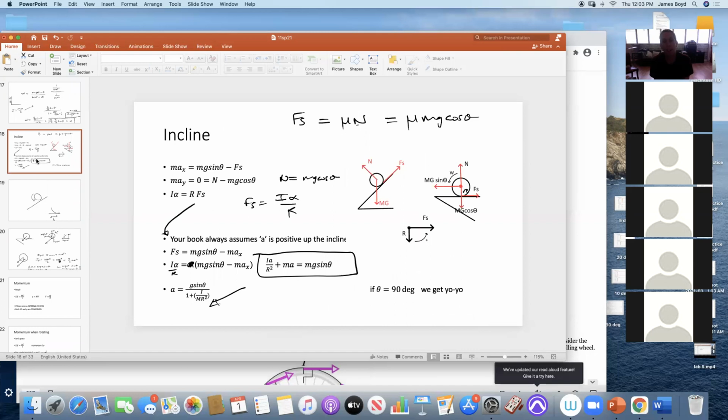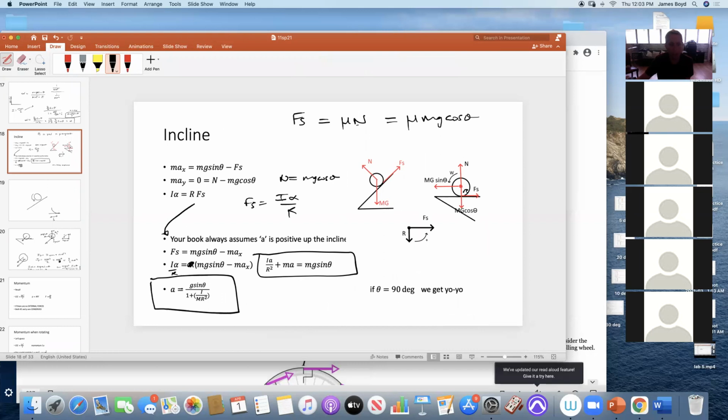The other thing I want to make sure you understand is if you write down just this formula for an object rolling down an incline, in your book, they just give you this with a negative sign. The negative sign is there because in your book, they take a to be positive up the incline. So when I did this, instead of a being down, they have a being up. And it just flips the sign on everything. So this would be Fs minus mg sine theta.